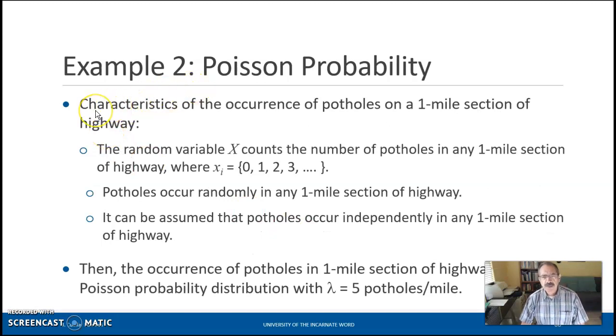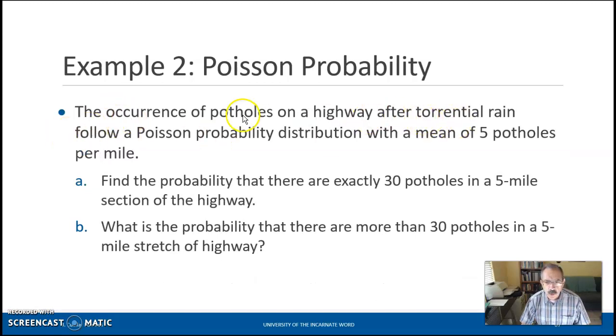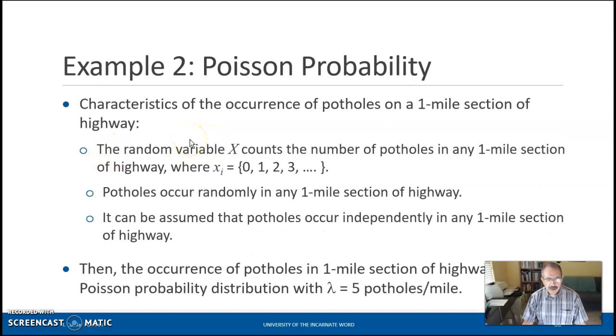So they tell us that the potholes follow a Poisson probability distribution. In here, the random variable counts the number of potholes in a 1-mile section, and the values of the random variable could be 0 to infinity. The potholes occur randomly in a 1-mile section of highway, and it can be assumed that the potholes occur independently in any 1-mile section of highway.